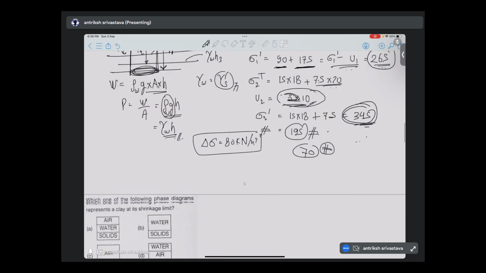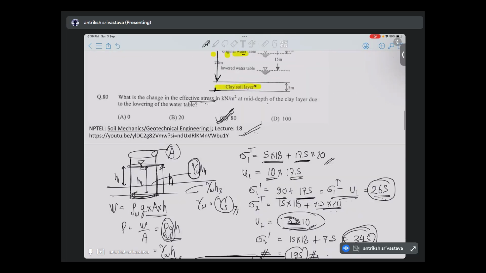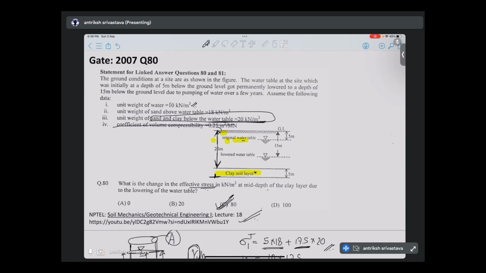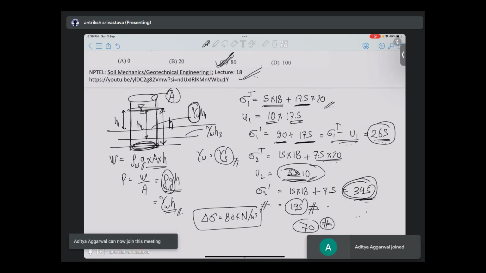Okay, good. Now let's go to the other question. So yeah, in this question our Shailene Hari had a doubt. We should say, yeah, I think you are correct, Shailene.